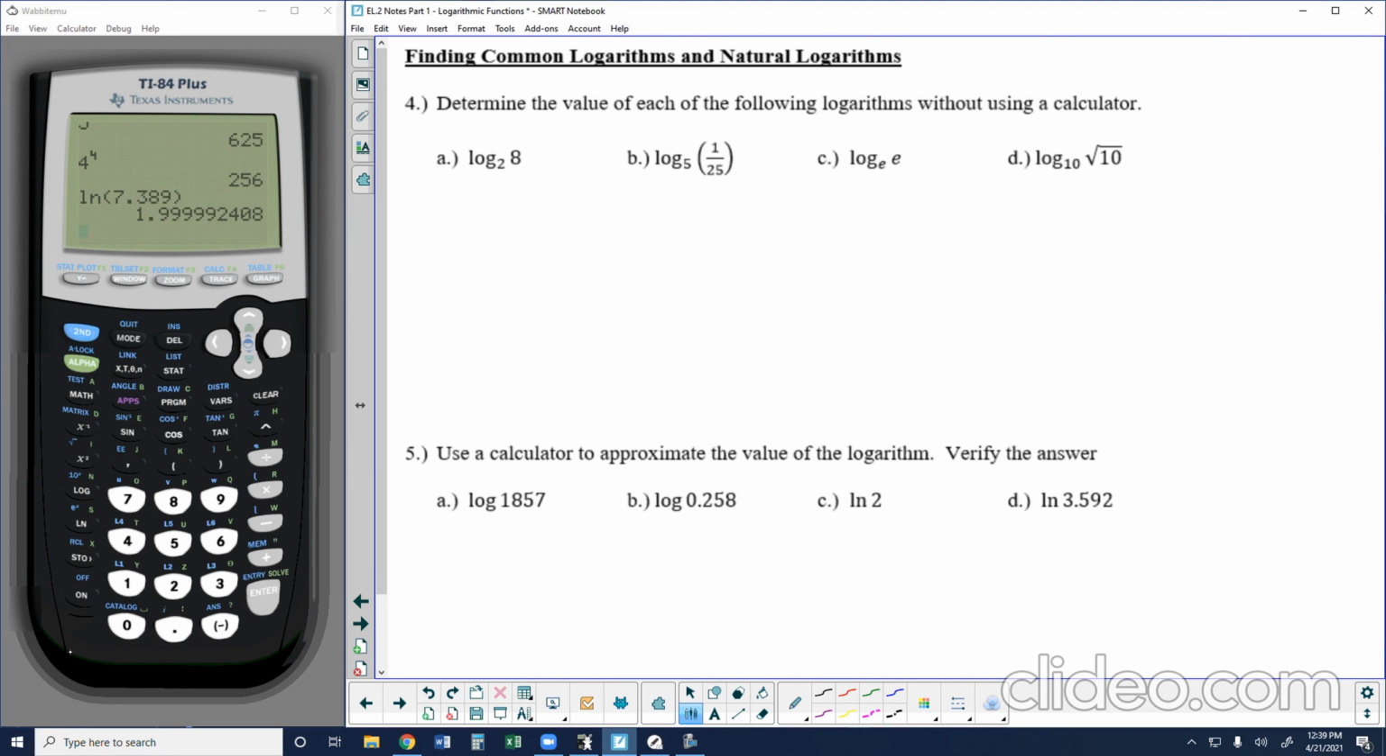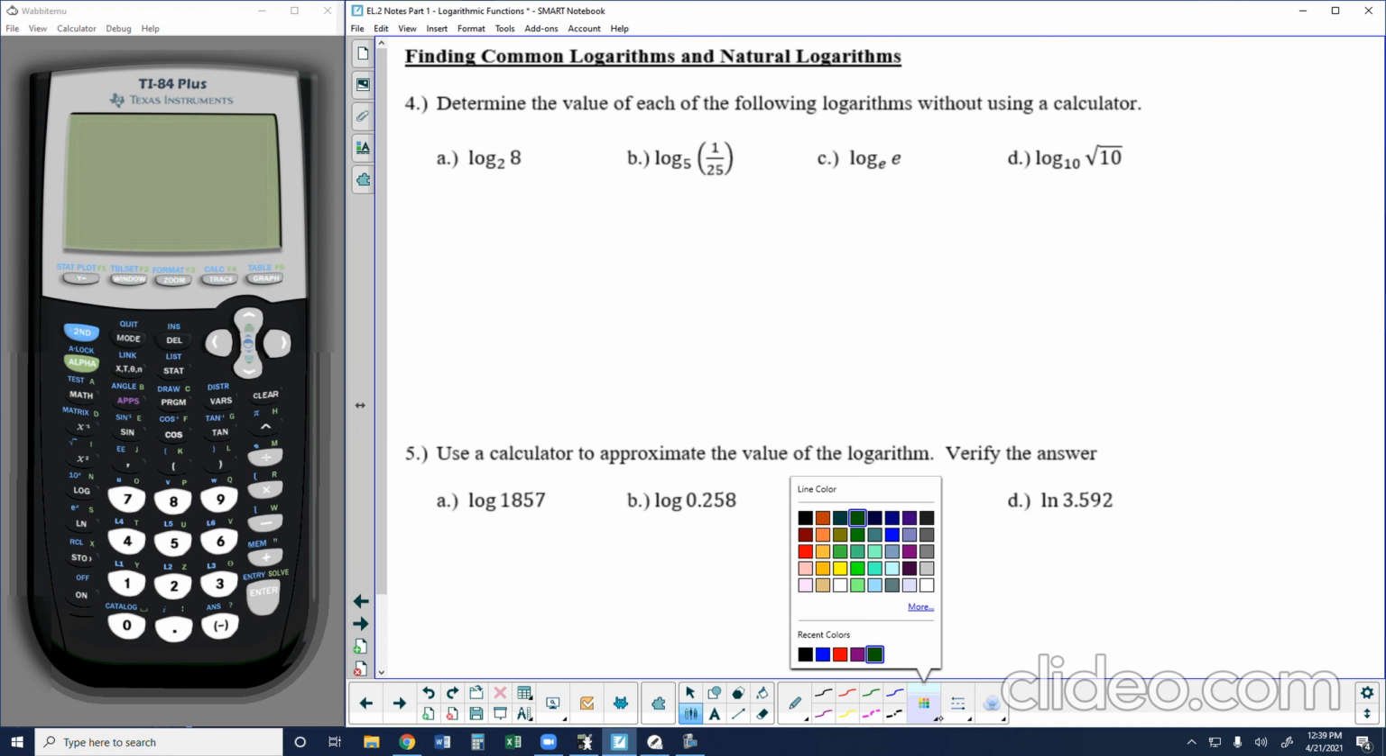Let's take a little look at a bit further exploration. In problem number 4, it says determine the value of each of the following logarithms without the use of a calculator. So we want to know what log base 2 of 8 is in problem A. This is log base 2 of 8. Well, in order to do this, what we're looking for is an output value. We don't know this output value, so let this equal x.